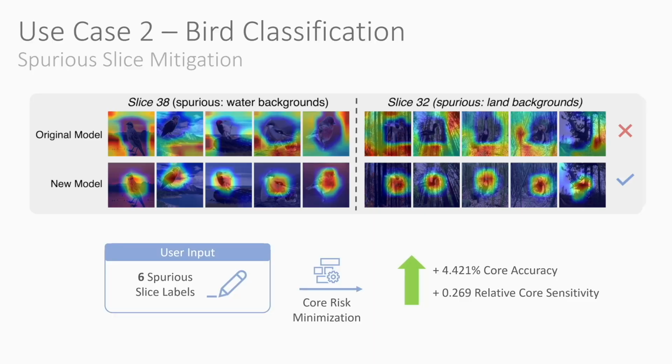Finally, when we retrain the model with the core risk minimization, we see that the new model is more accurate and reliable, as it uses the correct features to make the classification.